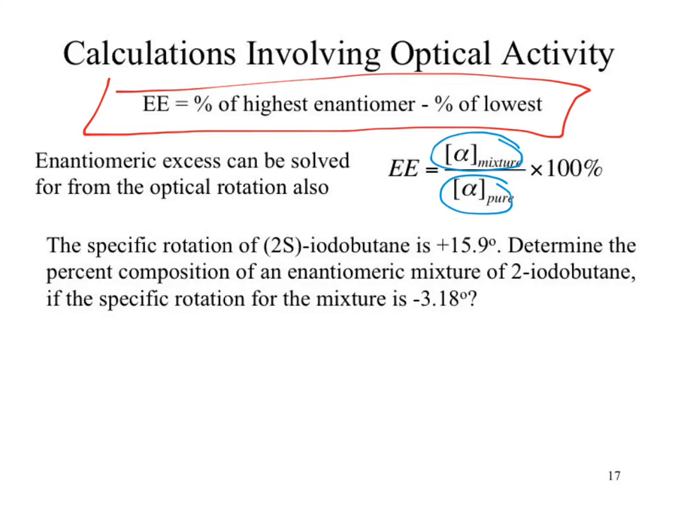Okay. If it's a pure sample, if our mixture is now pure, what would the enantiomeric excess be? 100%. Does that make sense? Should it be 100% if it's pure? Yeah.